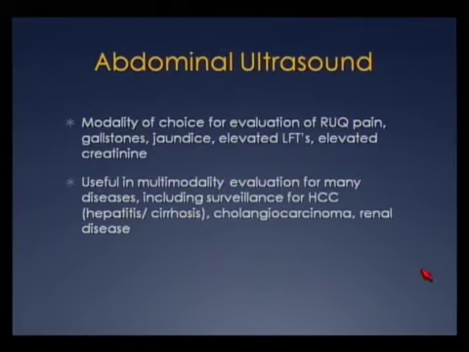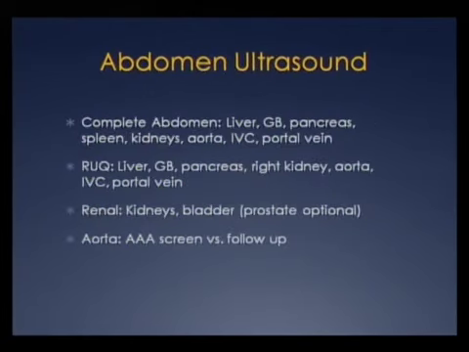So abdominal ultrasound is basically the modality of choice when we're evaluating right upper quadrant pain, gallstones, patients with jaundice and elevated liver enzymes, and patients with elevated creatinine. And it's useful in the multimodality evaluation of many different disease processes, including surveillance for hepatocellular carcinoma in patients with hepatitis and cirrhosis, cholangiocarcinoma, and renal disease.